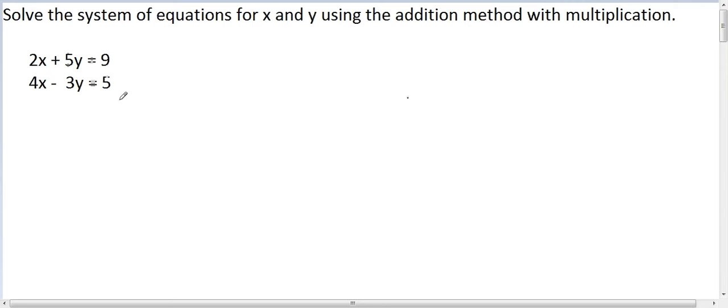So we need to multiply one or both of the equations so that the coefficients for one of the variables are additive inverses of each other. We could choose either x or y, but since 4 is a multiple of 2, let's try to match up the coefficients for the x's. Let's multiply through the first equation by minus 2.